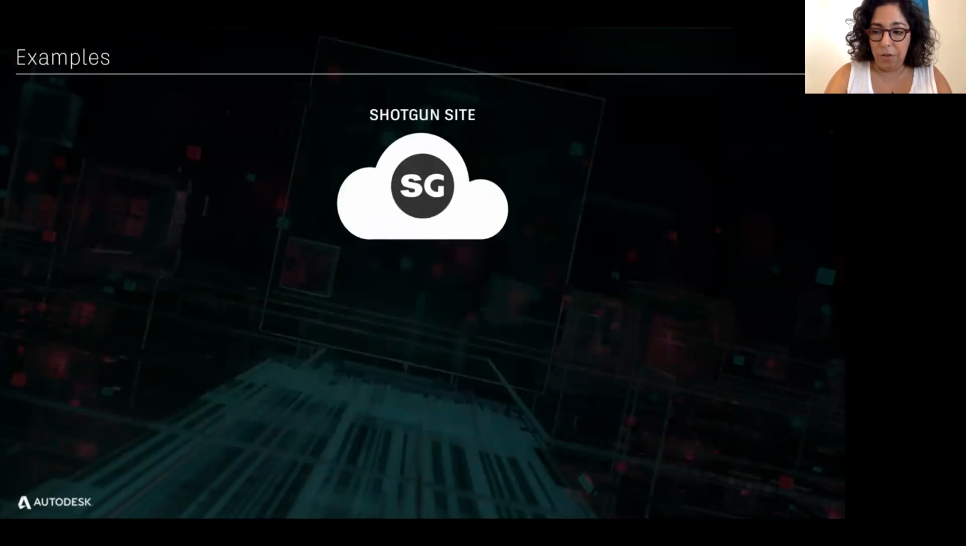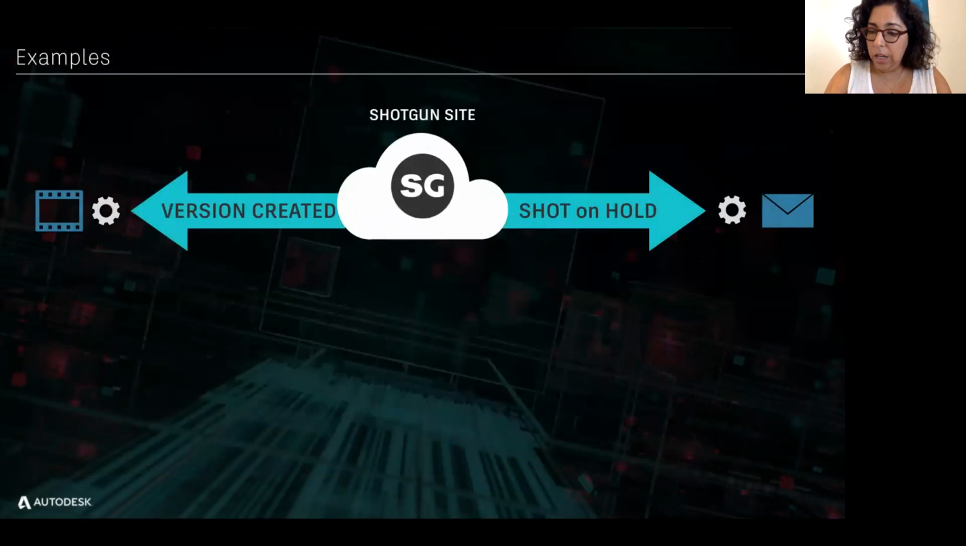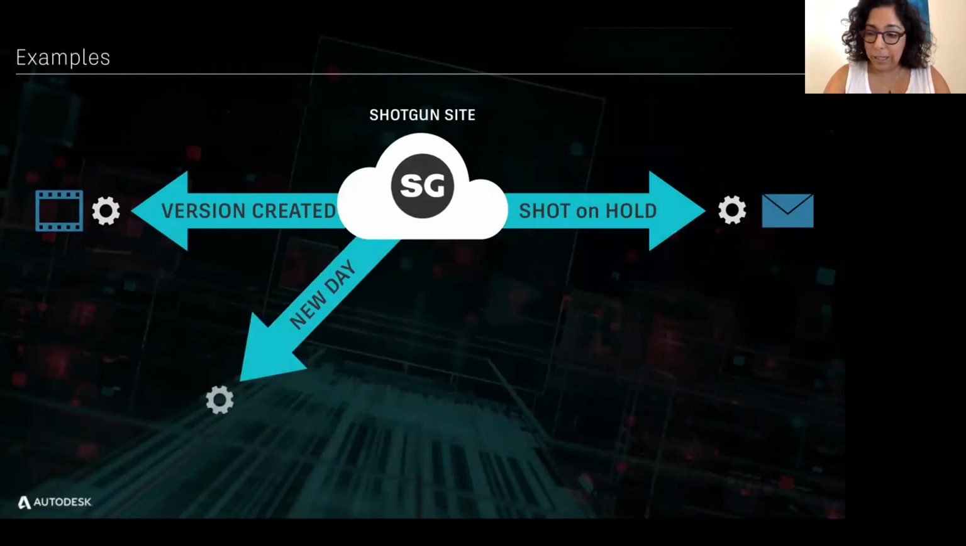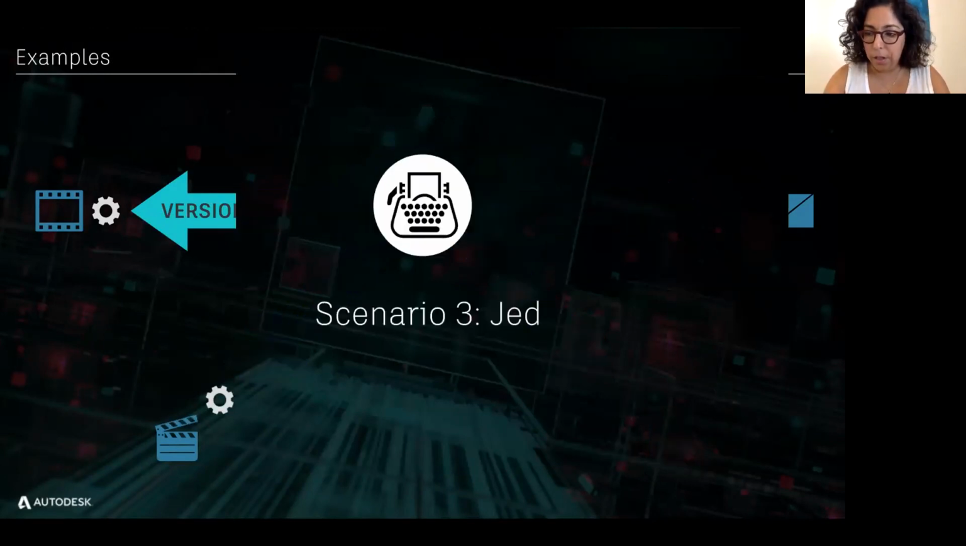There's a lot that you can do with event triggers. You can notify your artists if a shot goes on hold or is out of picture. You can add versions to smart playlists when they're created. You can create a daily playlist so that your team can see their colleagues' latest work. Or you can assign artists to a project when they're assigned to a task on that project. And these are all just a few examples.